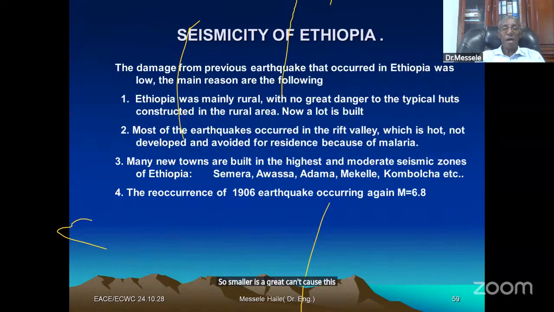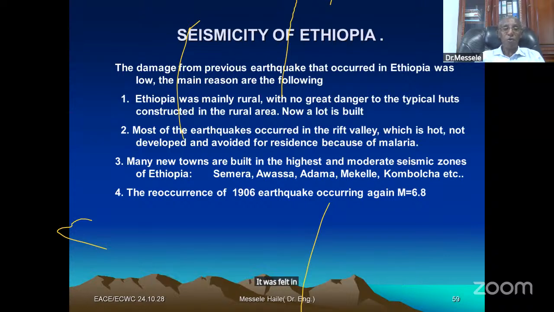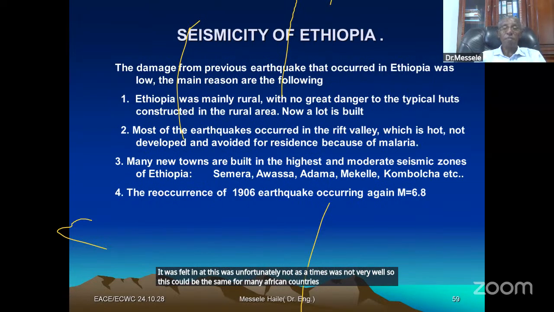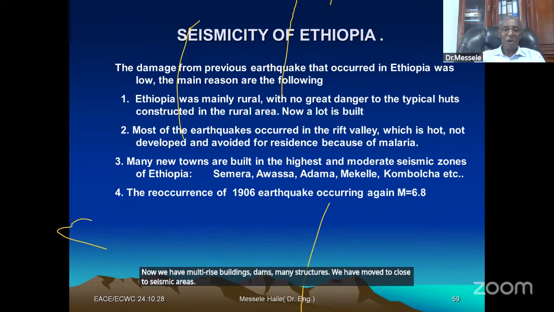In Ethiopia, a magnitude 6.8 earthquake occurred in 1906. It was felt in Addis. Unfortunately, in Addis at that time, it was not well built. So this could be the same for many African countries. Earthquakes occur, but we didn't build much. Now we have built high-rise buildings, dams, many structures. We have moved close to seismic areas, and towns have come.